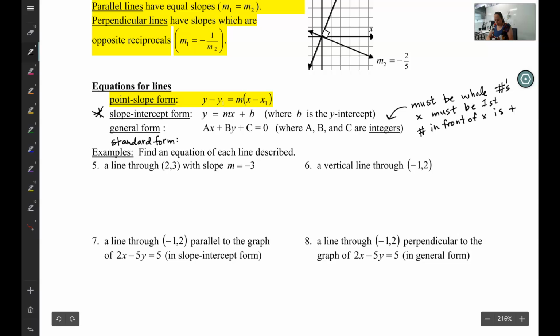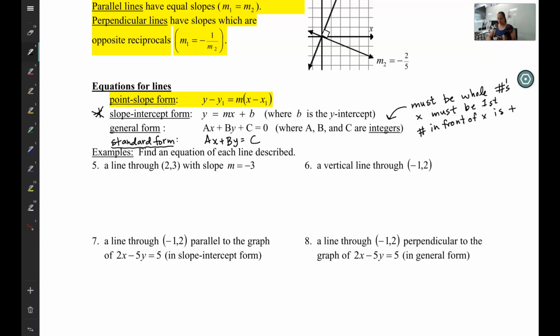One other one I do want to have you write in here is standard form. Very similar to general form. The only difference is that c is on the other side of the equation. All the rules still apply. No fractions. X goes first. Should be positive. All that stuff.